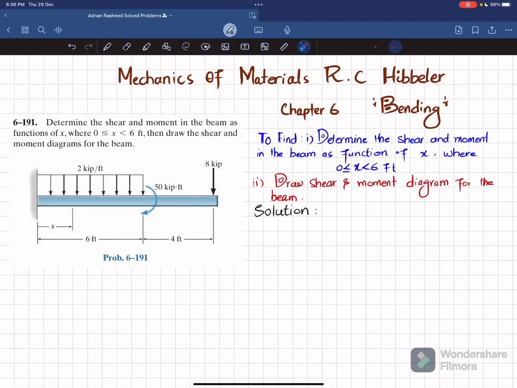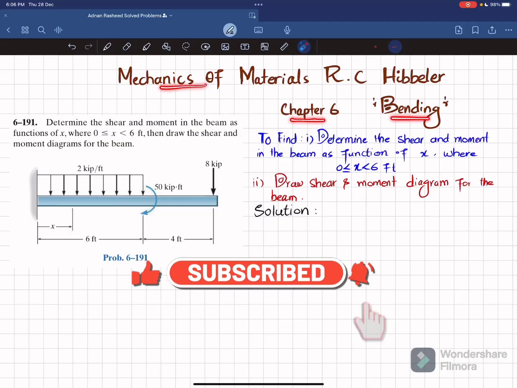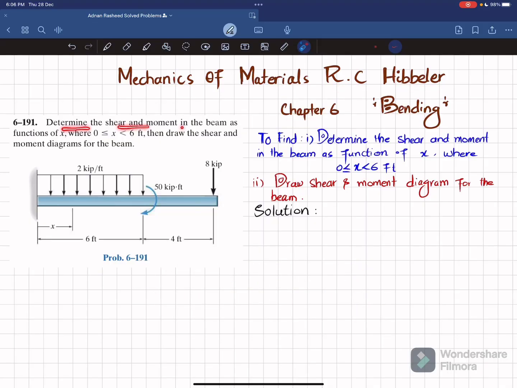Welcome back. Problem 6-191. This problem is taken from chapter 6, that is bending, and the book name is Mechanics of Materials by R.C. Hibbeler. The statement is: determine the shear and moment in the beam as a function of x, where x is greater than 0 and less than 6 feet. Draw the shear and moment diagram for the beam.